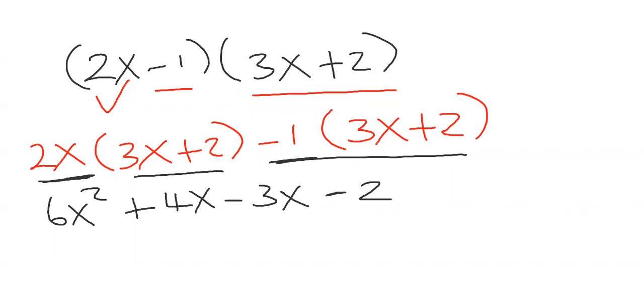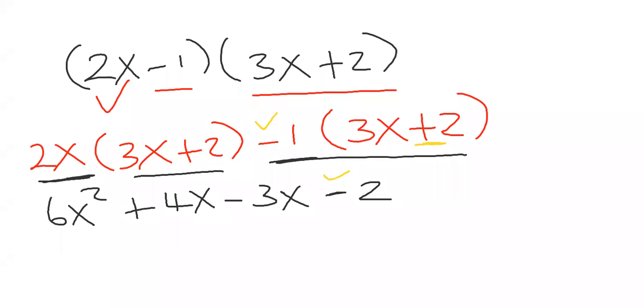Then remember what I said in the previous session. If you have a minus sign outside the bracket, it is going to change the sign inside the brackets. If what is inside the bracket was positive, it is going to be negative. If what is inside the bracket was negative, it is going to become positive. So that is why we have a minus there.